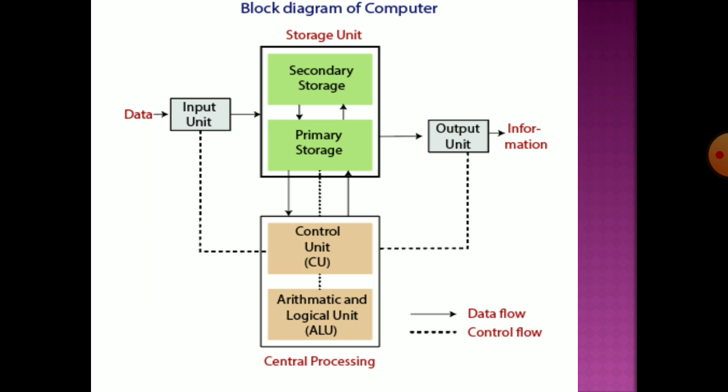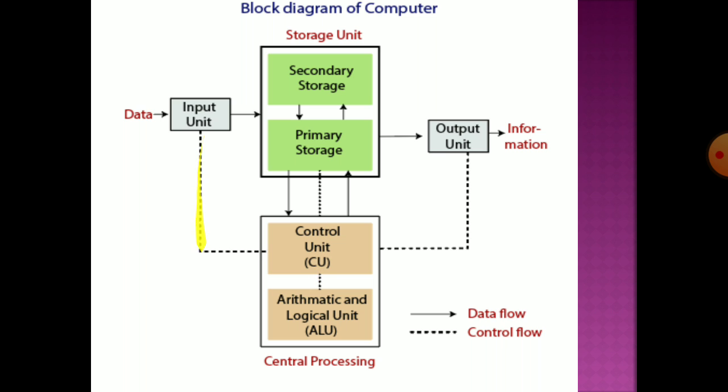The CU will control all the units here. It checks whether the data is coming from input or not, whether the data is sent to the CPU or not, after the calculation whether the data is sent to your storage unit or not, whether data coming from your storage unit has been sent to your ALU or not, and after the calculation whether the data is sent to your output or not. So whether the output unit, input unit and storage unit are working properly or not, all that managing and controlling is done by your control unit.